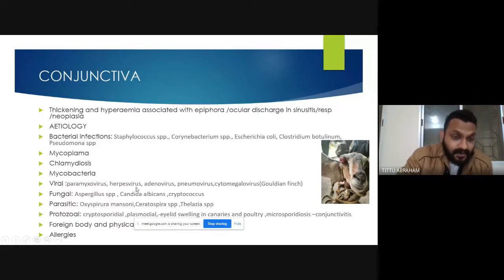If it is found early, we can save the bird by giving antiviral drugs. But the problem is that for all of these, the diagnosis is very difficult. We might need a PCR test or ELISA. That is very difficult for many of us to get done.